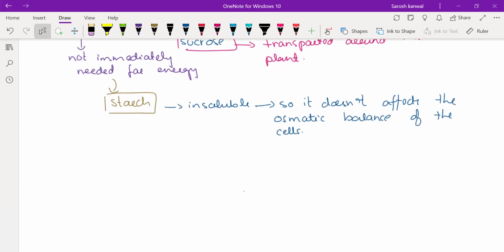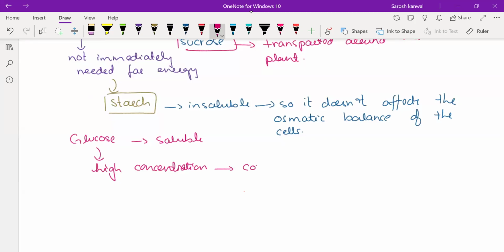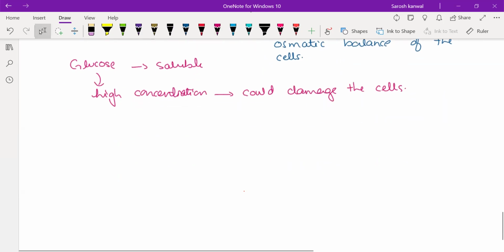And glucose is soluble, and also at high concentration. One point is that it is soluble, and the other point is that a high concentration of glucose could damage the cells, right? Now, where is that starch stored?